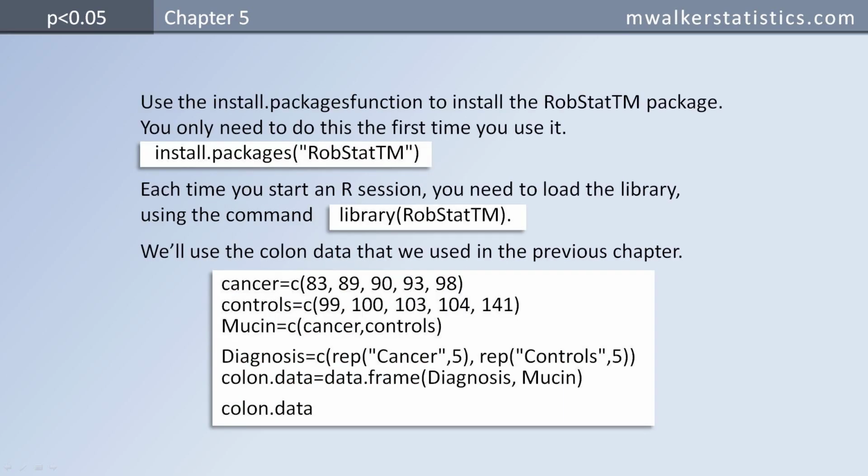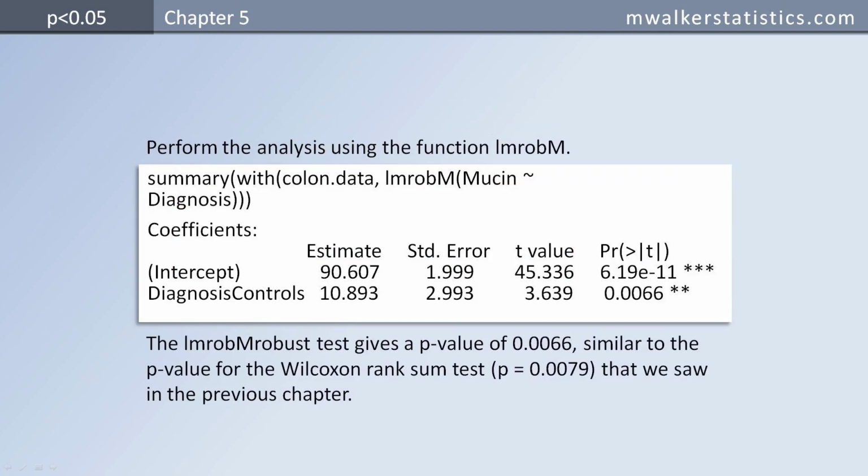Use the Install Packages function to install the RobStatTM package. You only need to do this the first time you use it. Each time you start an R session, you need to load the library using the command library(RobStatTM). We'll use the colon data that we used in the previous chapter. Perform the analysis using the function lmrob_m. The lmrob_m test gives a p-value of 0.0066, similar to the p-value for the Wilcoxon rank sum test, p equals 0.0079, that we saw in the previous chapter.